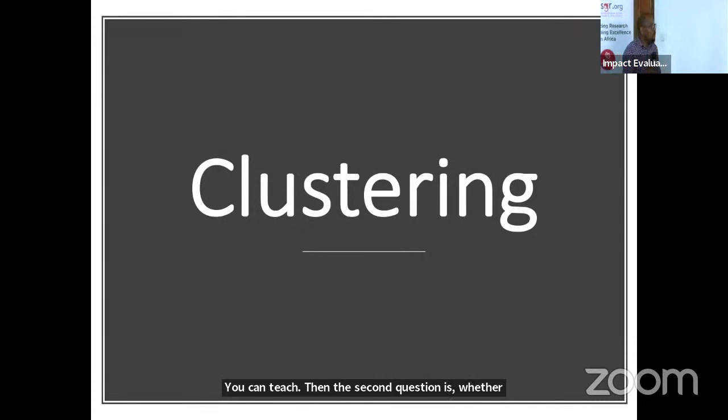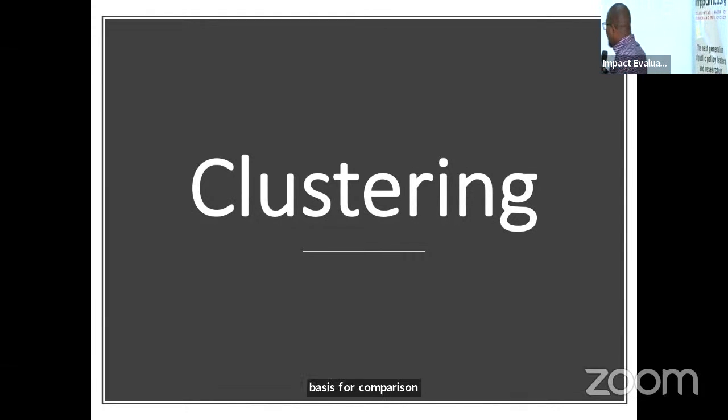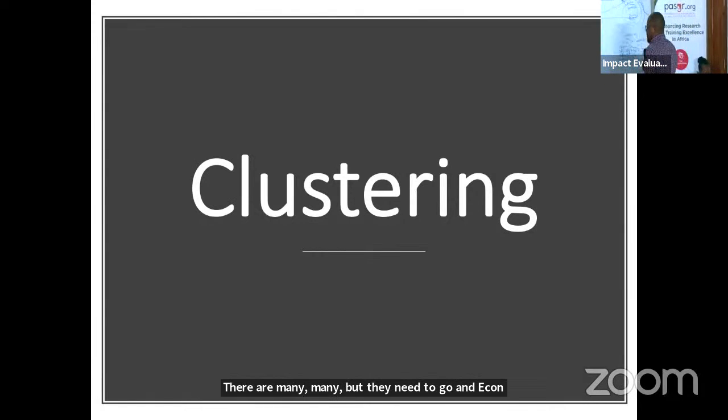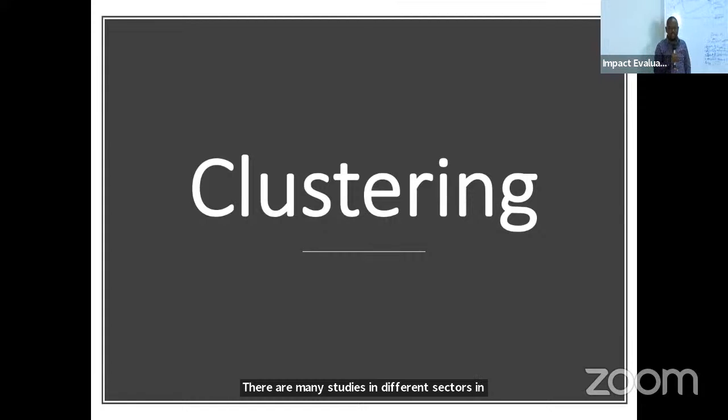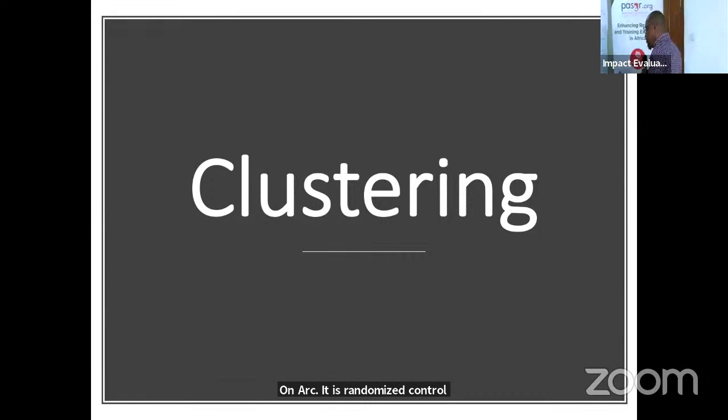Then the second question is whether there's literature on impact evaluations that are done employing robustly and scientifically that can serve a basis for comparison? There are many, but they need to go on econ development journals. There are plenty. Go to MIT, JPAL, IPA. There are many studies in different sectors, in agriculture, in health, in education, in microfinance, financial inclusion. Tons and tons of randomized control trials have been done. If you go to JPAL hub, they're only focusing on RCTs, randomized control trials. You see tons of studies that have been done in Africa and India.